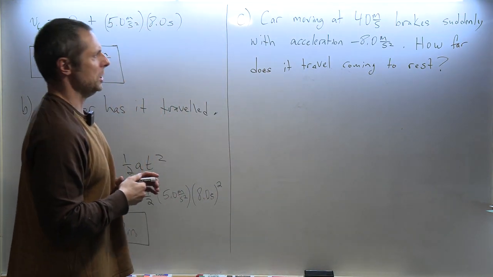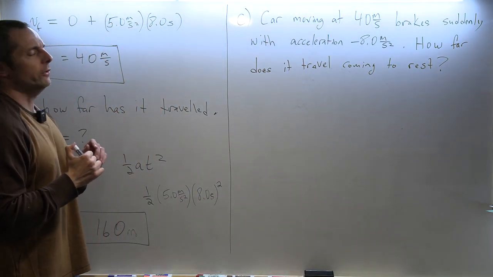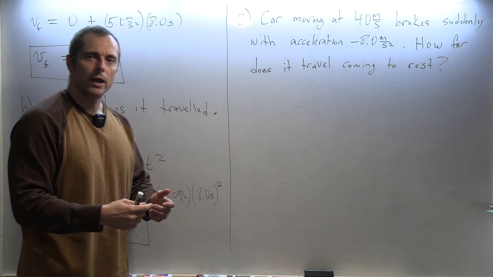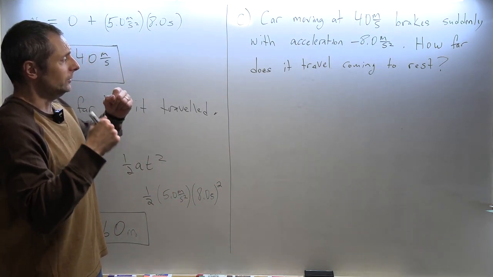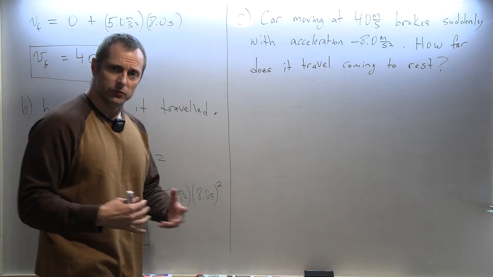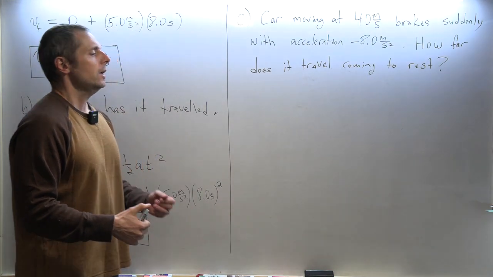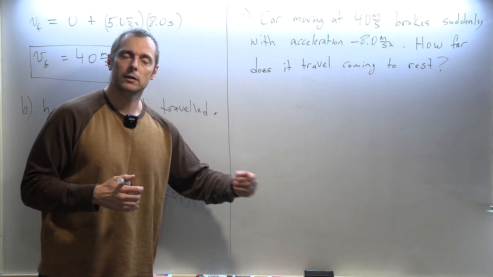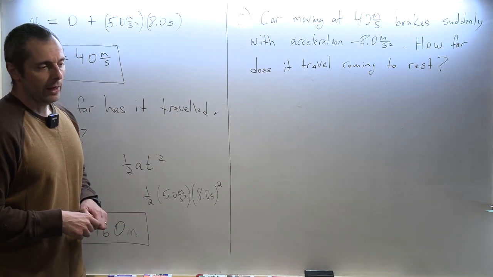Okay, there is the question. The car is now moving 40 meters a second. It got going, it's racing along, and then for whatever reason you jam on the brakes and you're maybe skidding to a stop or something. You want to know how far did it go to stop, okay? So we follow that process again.